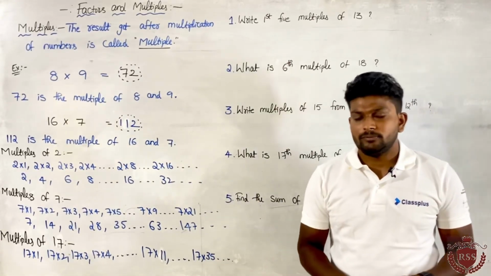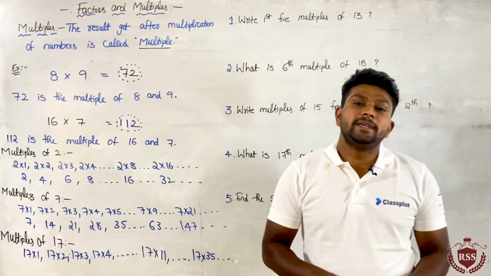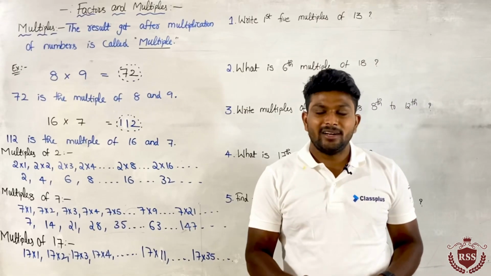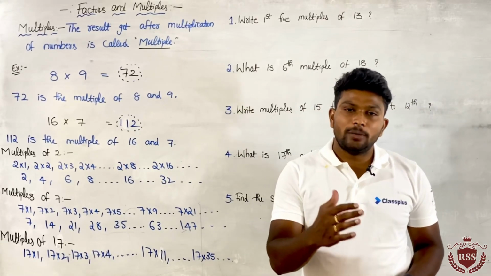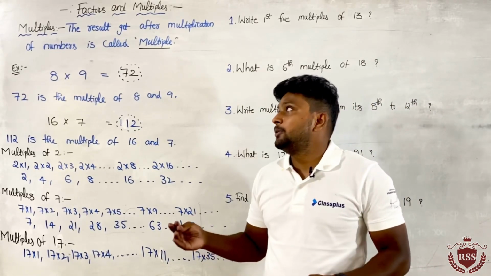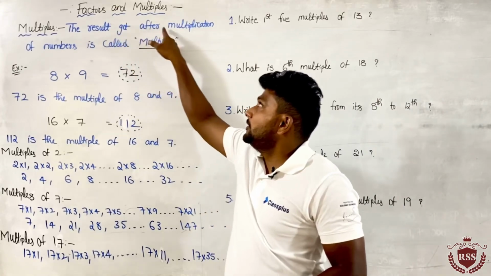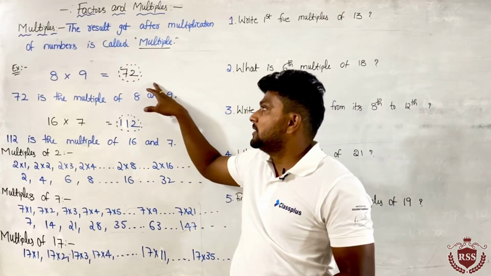So what is meant by multiple nana? Multiple means that it is simply the product. Multiple అంటే ఏంటన్నా మీరు గుర్తుపెట్టుకోవాల్సింది ప్రోడక్ట్. 2 numbers ని ప్రోడక్ట్ చేయగా వచ్చిన రిజల్ట్ని మల్టిపుల్ అంటాం. The result got after multiplication of 2 numbers, multiplication of numbers is called multiple.